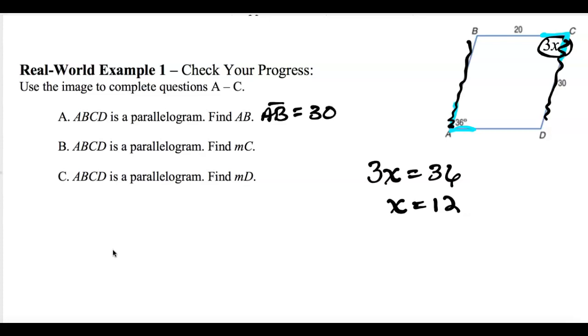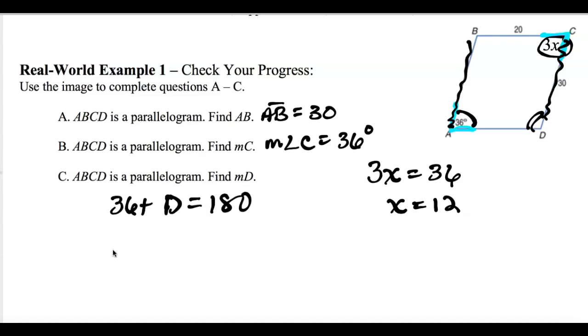Measure of angle C. Well, measure of angle C is the same as the measure of angle A. So the measure of angle C is equal to 36 degrees. And again, now we're going to be looking at angle D here. We saw from the previous example that D added together with that other angle should equal 180 degrees. So if we then subtract 36 from both sides, we get D is equal to 144.